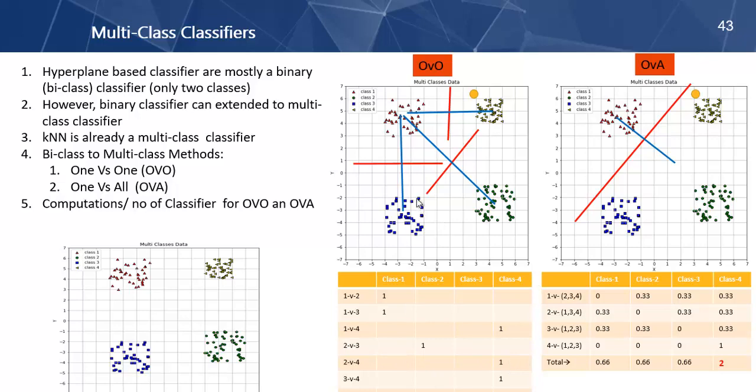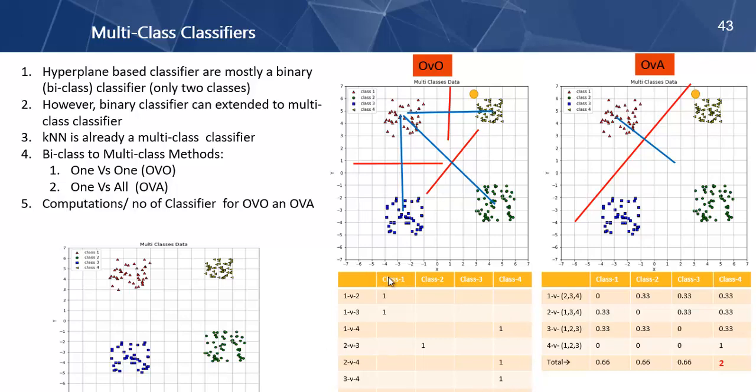Okay, now 3 versus 4, and I think the separating line will be like this, the hyperplane or hyperline will be like this. Here again, 3 versus 4, I think the point will be on this side of the separating plane, so that means class 4 is on this side, so class 4 wins.